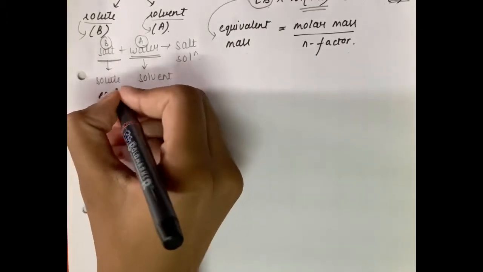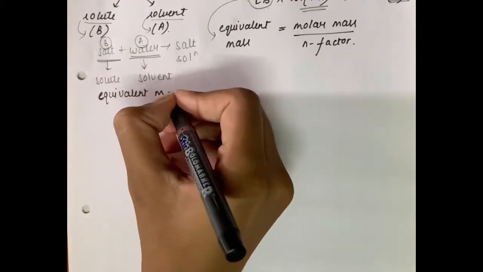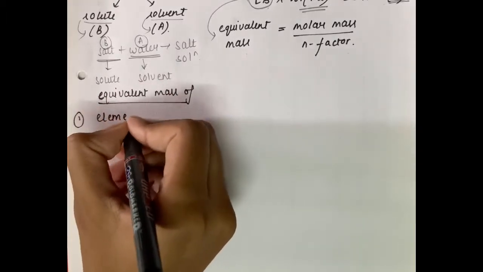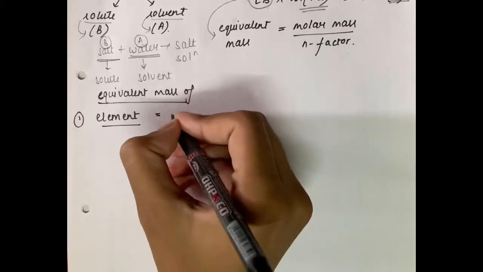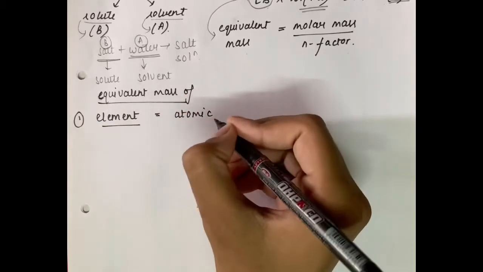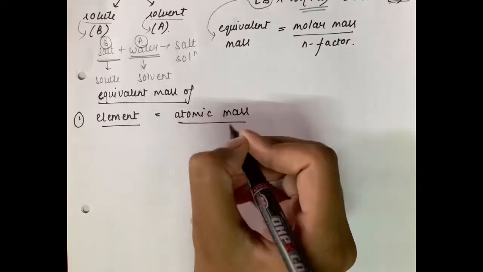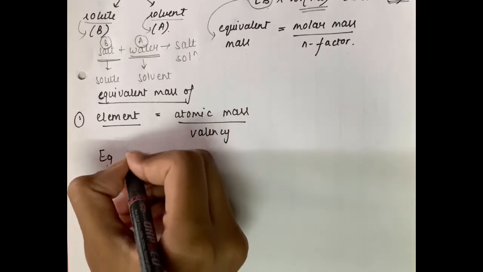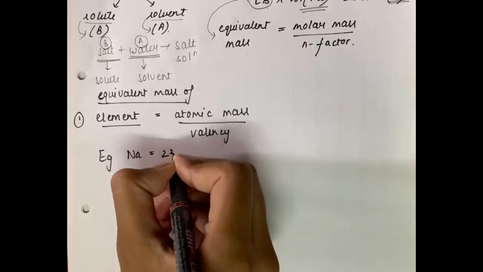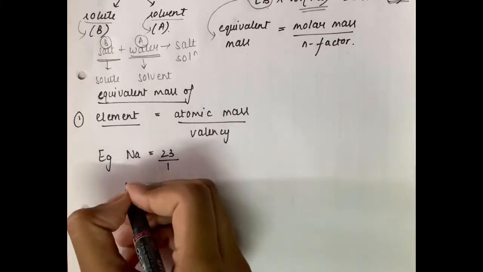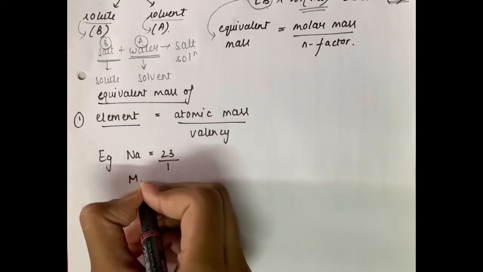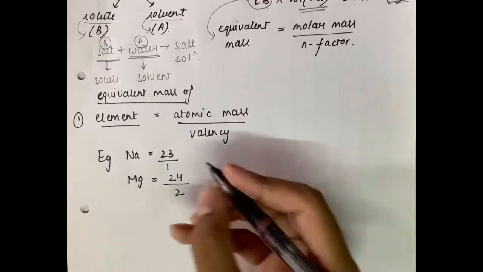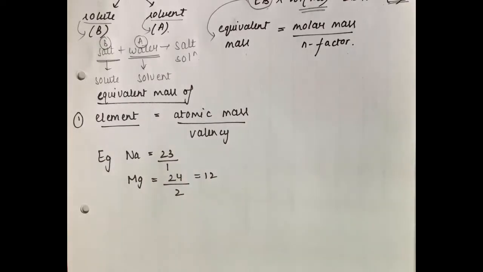So now let's talk about equivalent mass in detail. The equivalent mass of an element is calculated by its atomic mass upon its valency. For example, in case of sodium, its equivalent mass is 23 by 1, where 23 is its atomic mass and 1 is its valency, and in case of magnesium, it is 24 by 2, which is equal to 12.